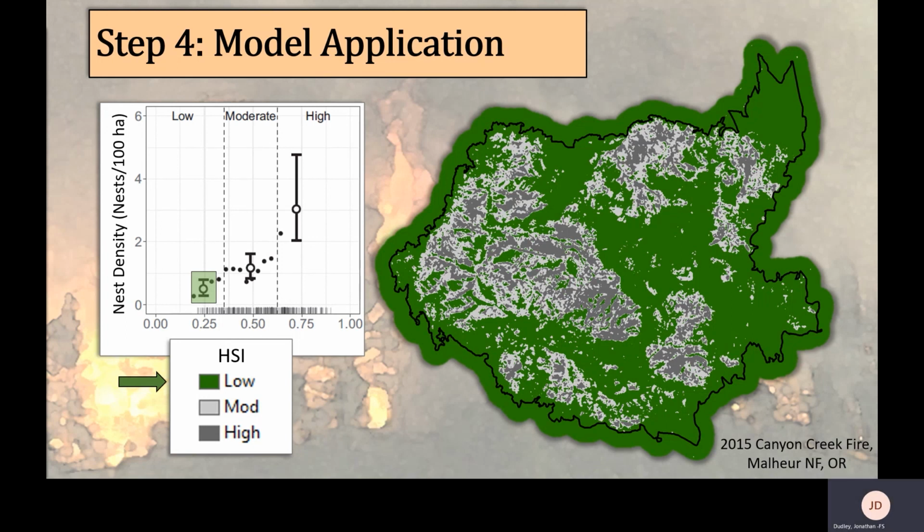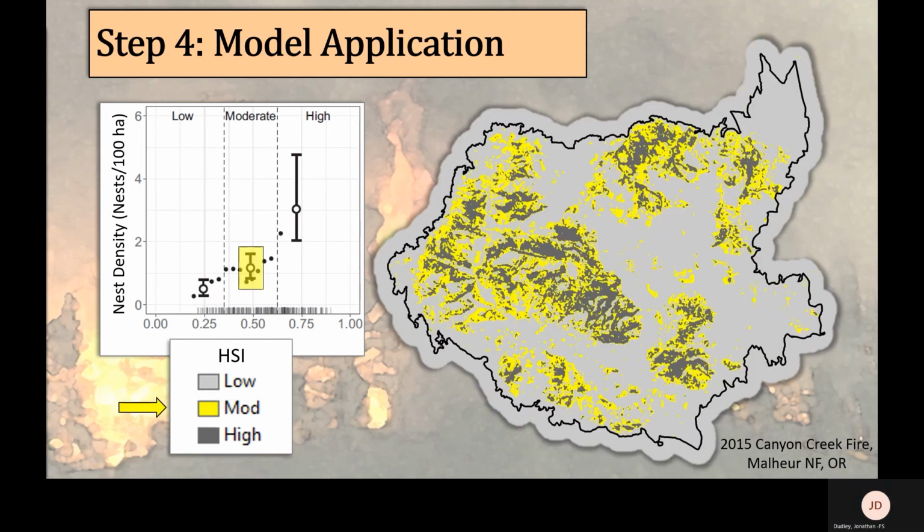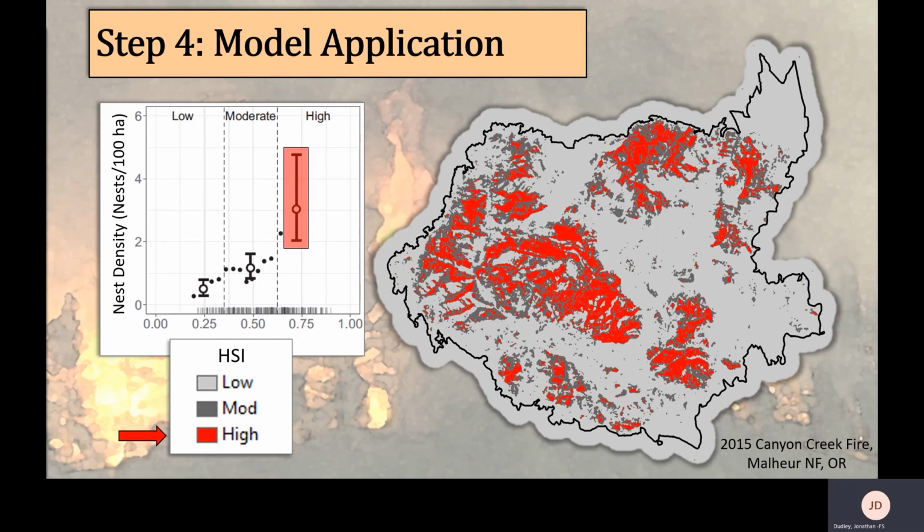For example, within mapped low suitability habitat, management actions could emphasize salvage logging for economic benefit, with lessened impact on population persistence. Whereas within mapped moderate suitability habitat, management actions could selectively log to favor species-specific habitat conditions. While within mapped high suitability habitat, management actions could maximize habitat conservation, for example through reserve design, to improve the likelihood of population persistence.